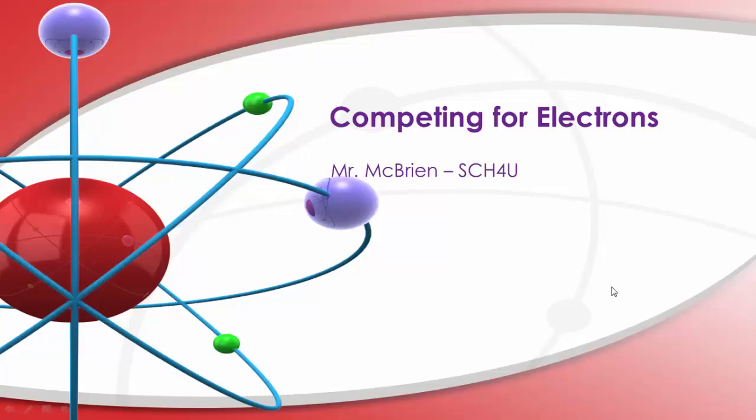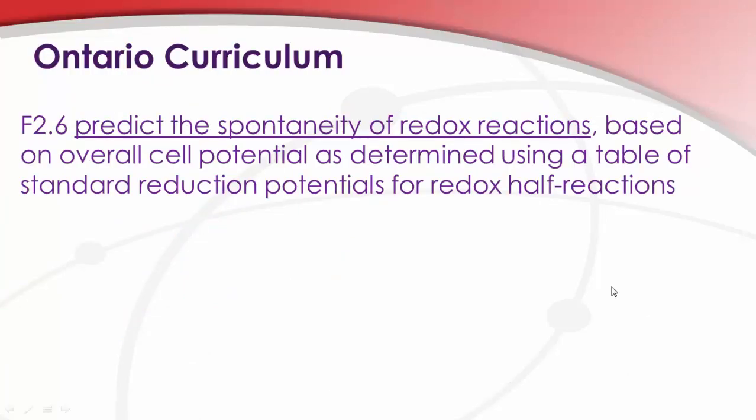Mr. McBrien. This is SCH4U, competing for electrons. So the Ontario curriculum says that we need to be able to predict the spontaneity of redox reactions. This is one aspect of it we're going to talk about today.